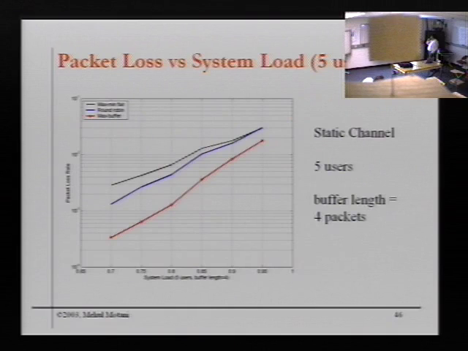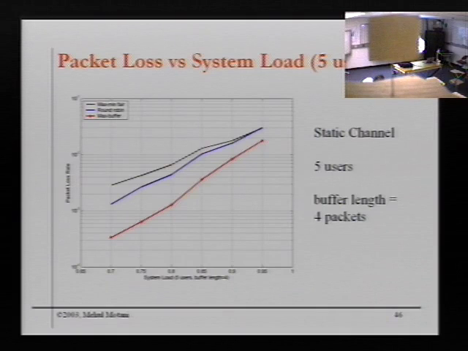Okay, so let's see what happens. We're going to look at the static channel, just additive white Gaussian noise. We look at system load. This has 5 users and each user has a buffer length of 4.